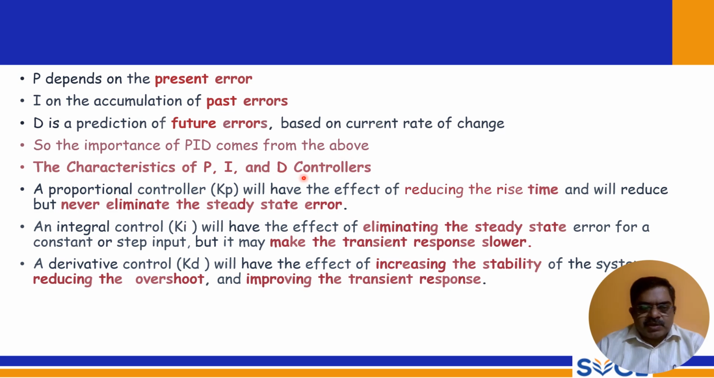The characteristics of PID controllers: the proportional controller, with gain Kp, will have the effect of reducing the rise time and will reduce but never eliminate the steady state error. So steady state error is part of it. The integral control Ki will have the effect of eliminating steady state error for a constant or step input, but it may make the transient response slower. A derivative controller Kd will have the effect of increasing the stability of the system, reducing the overshoot and improving the transient response.